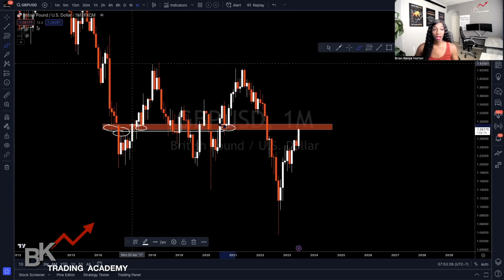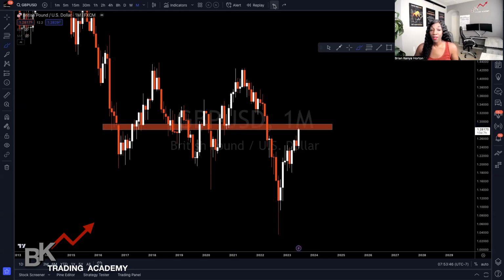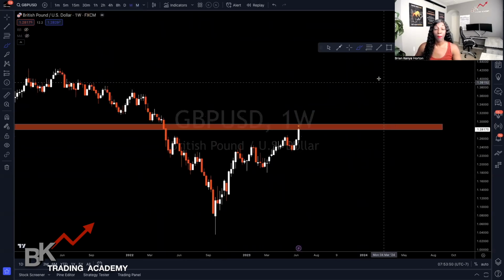One of the things that I also like that I'm seeing here is that price is below my 50-period moving average on the monthly. So price is approaching a monthly turning point, or it's within the zone. It's below my 50-period moving average. Now I want to see price starting to show some signs of weakness in this area. If I can get that and I have confirmation per the strategy that I use, then I'm confidently going to short.